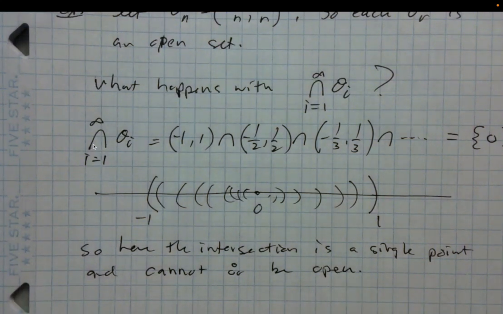Okay, so that's a nice little example of why the intersection of open sets has to be a finite number of them. This would be a counterexample. All right, very good.